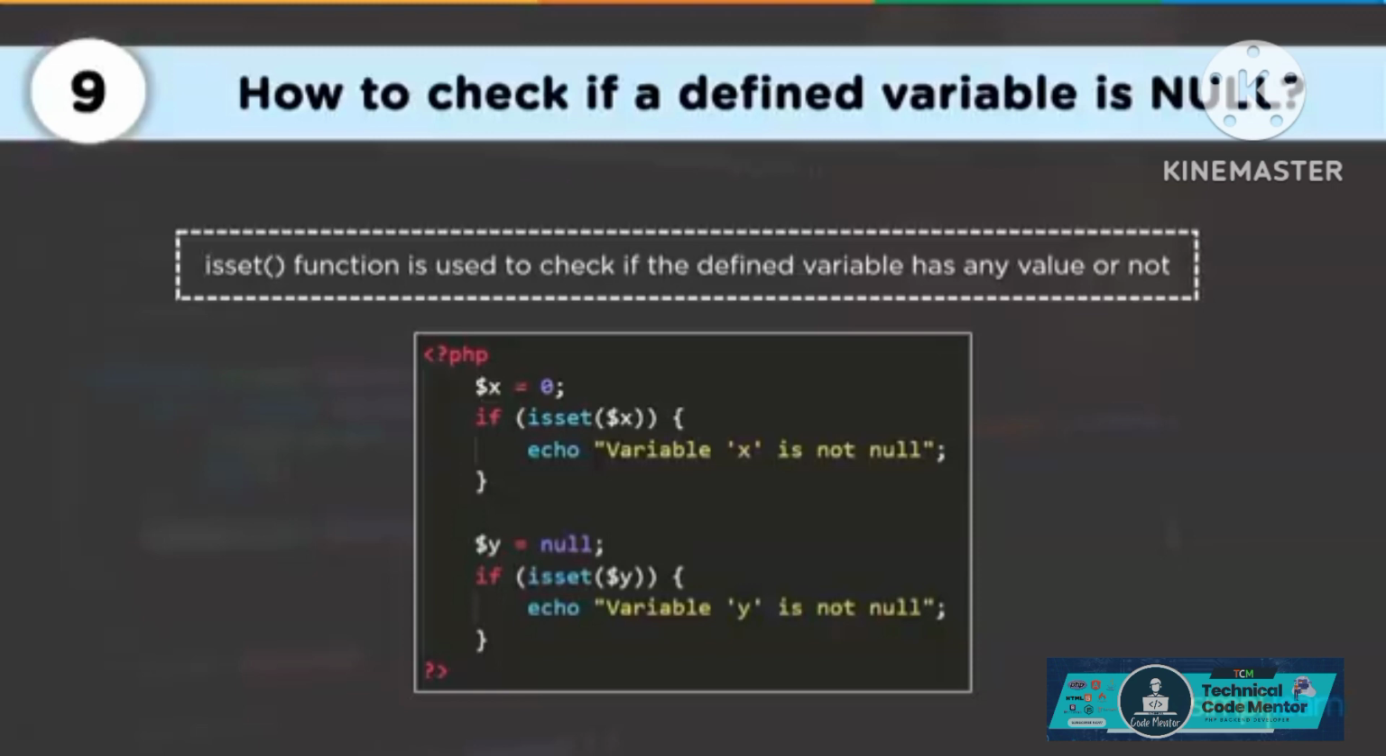Since it is not null, it returns true and we can display echo as variable x is not null, while in the case of variable y, it is a null value, so the if condition will be false and it will not display anything.